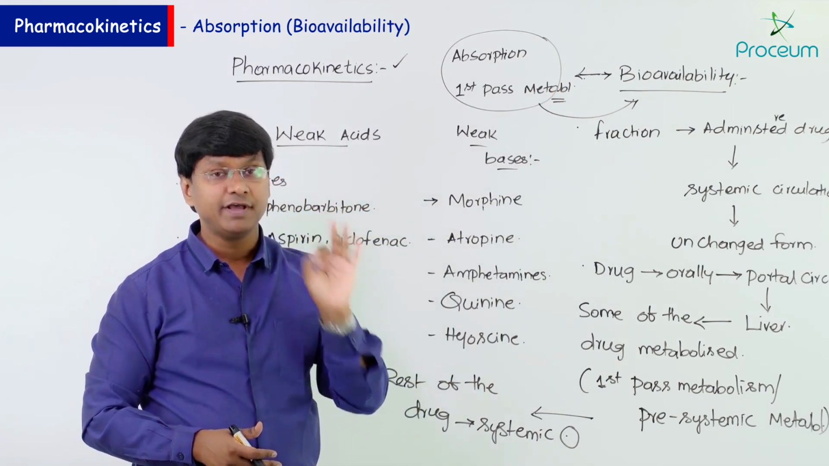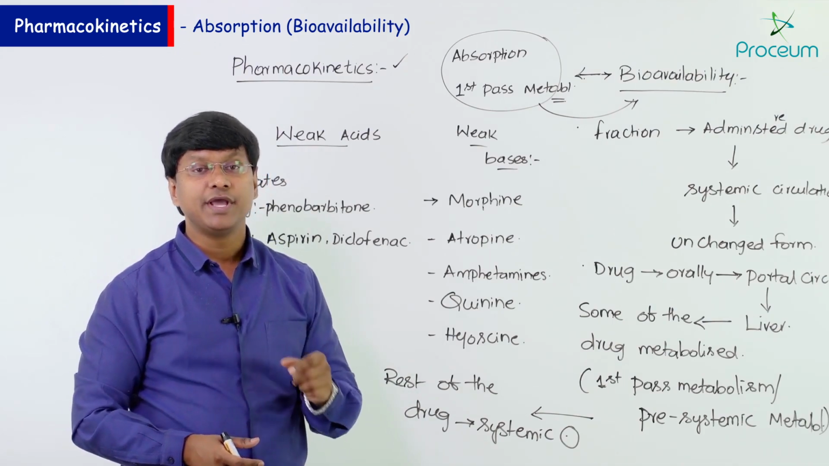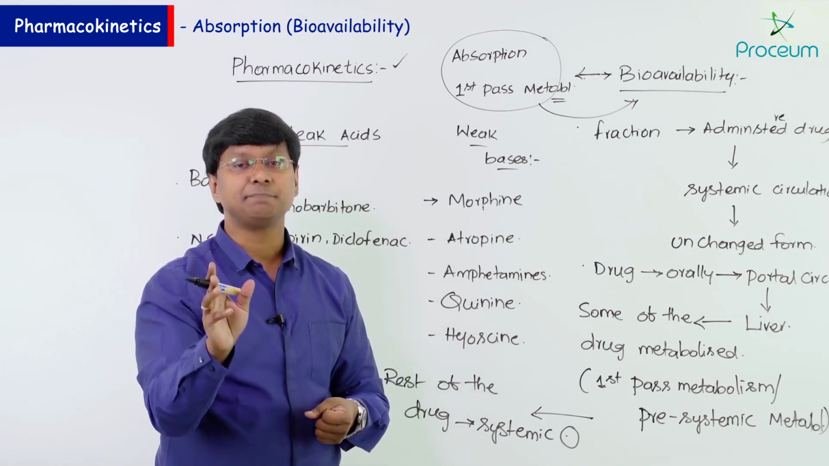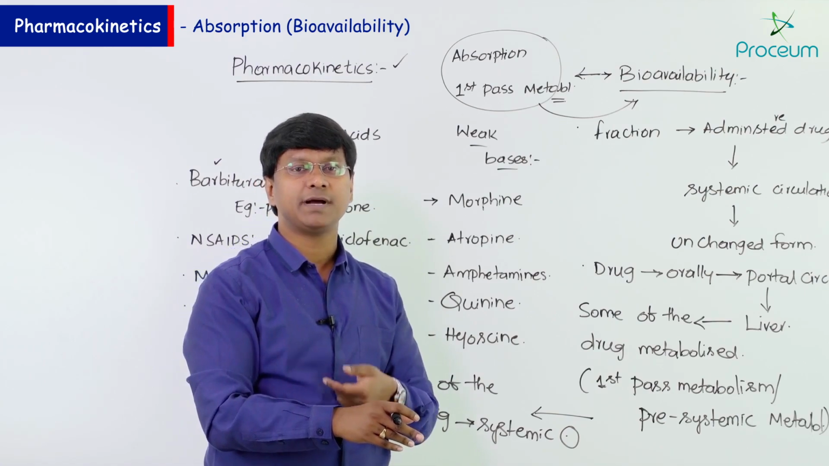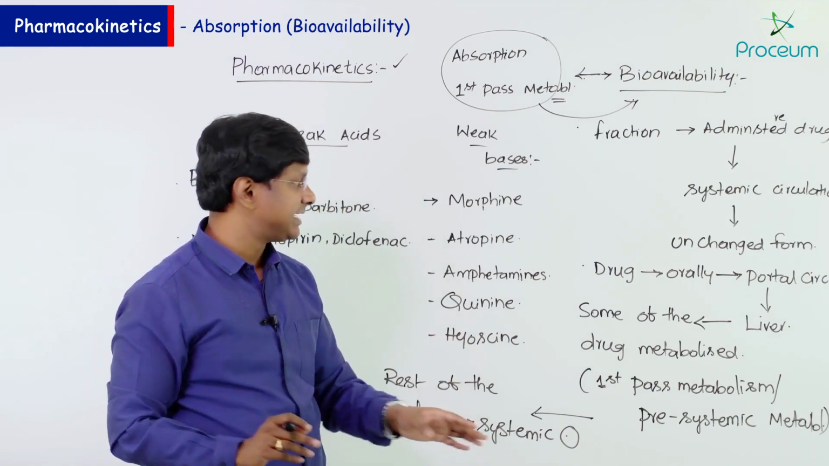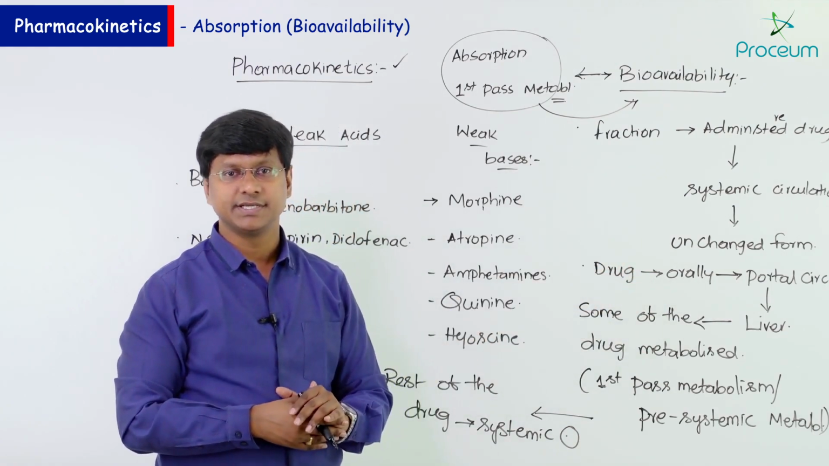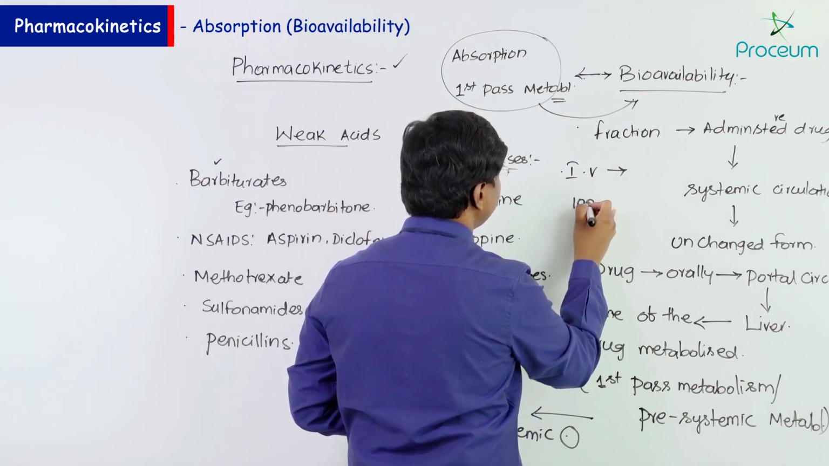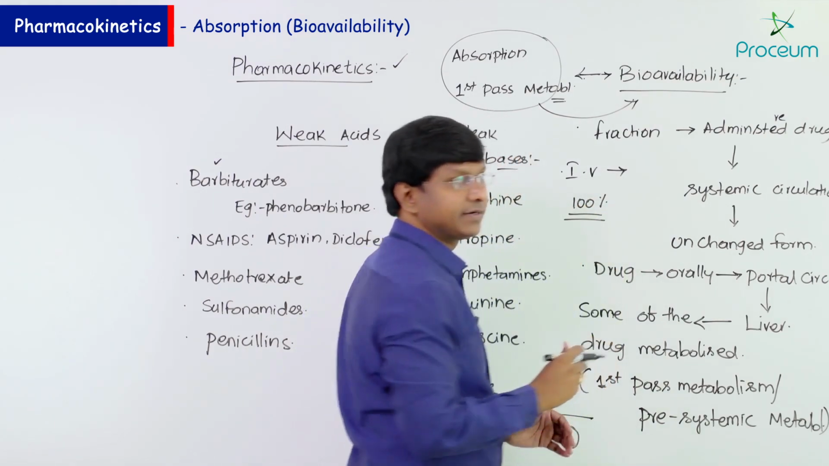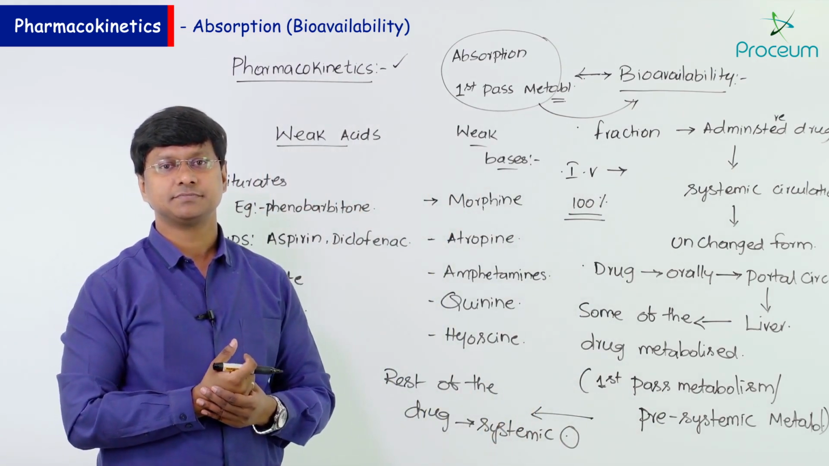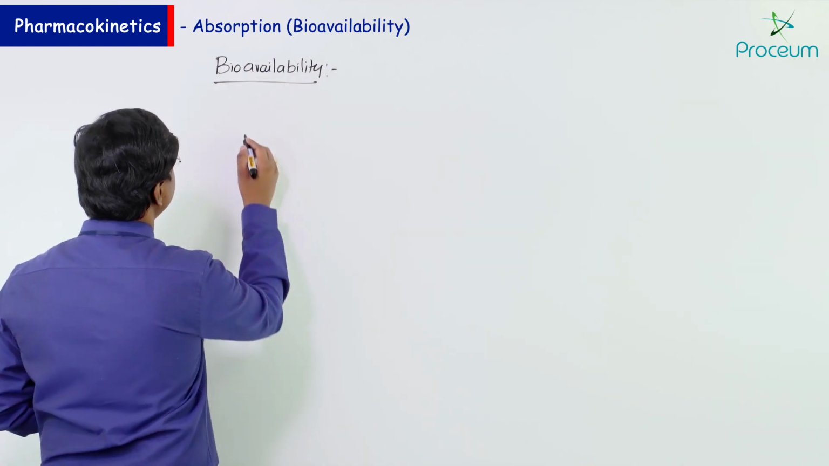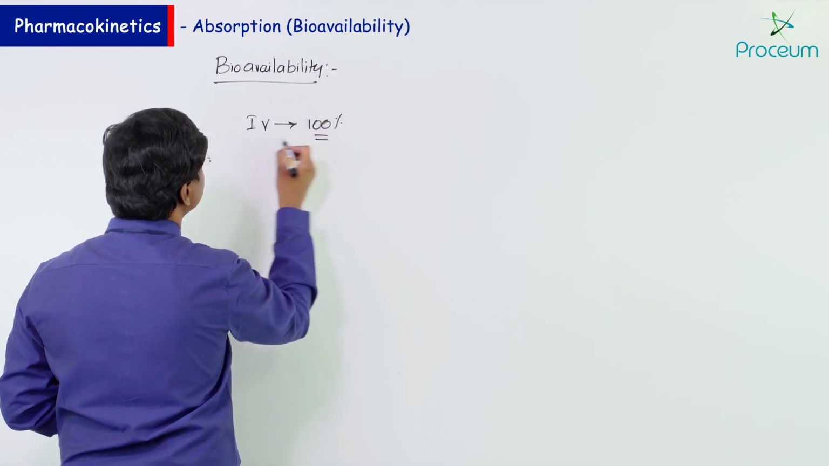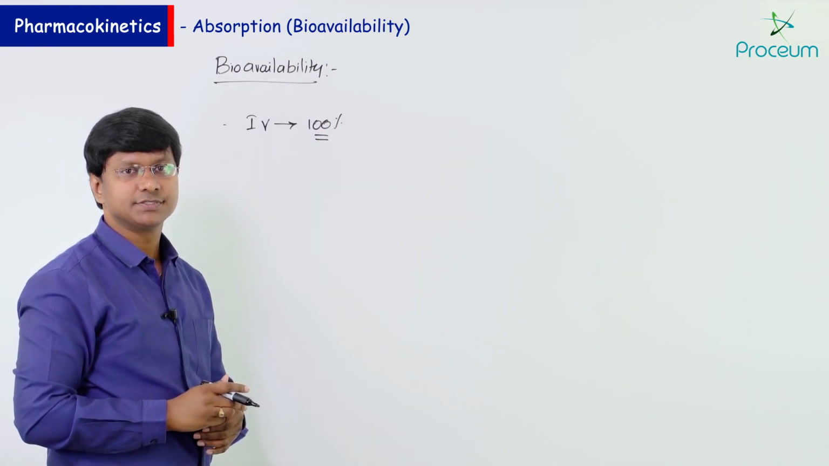bioavailability. Now, a very important multiple choice question here is, when you give the drug by the intravenous route, the bioavailability is 100%. Why? Because when you give the drug by the intravenous route, it does not get metabolized either in the liver or within the intestine. So by the intravenous route, the bioavailability of the drug is 100%.